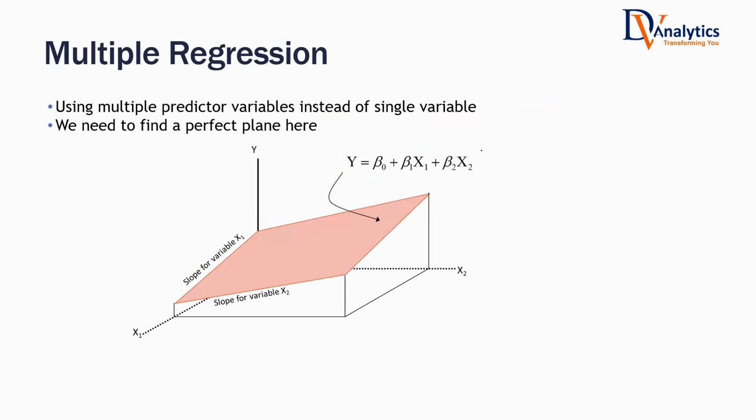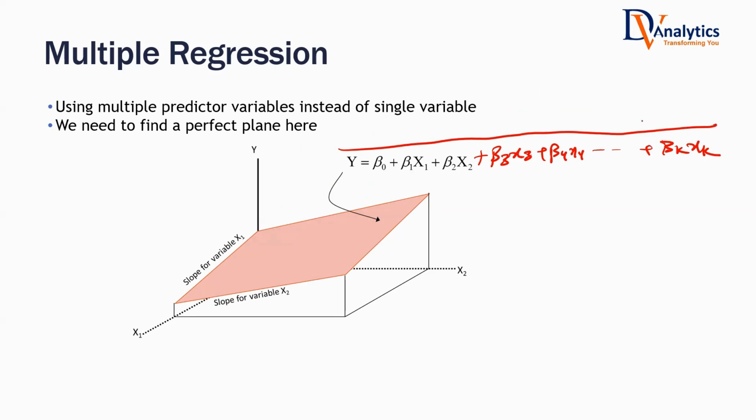If you have multiple dimensions, this is the extended version of regression line. Y equal to beta naught plus beta 1 X1 plus beta 2 X2 plus and so on beta k Xk, where you have k features. This is how the real world models appear, isn't it? Multiple features are used in the prediction of the target variable Y.